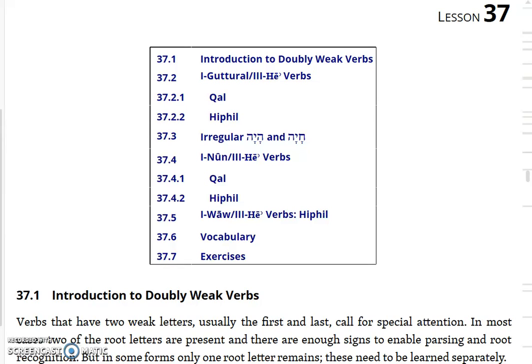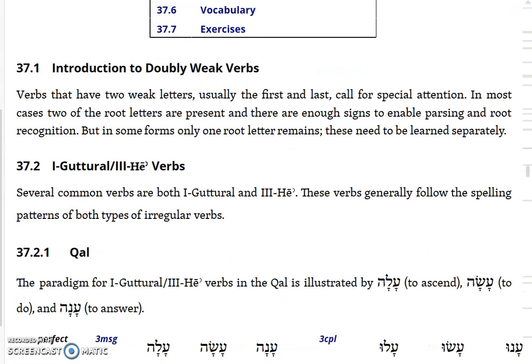I wish now to introduce lesson 37 in Ross, the doubly weak verbs. Verbs that have two weak letters, usually the first letter of the root and the last letter of the root, call for some special attention. In most cases, two of the root letters are present, and there are enough signs to enable parsing and root recognition. But in some forms, only one root letter remains, and these need to be learned separately.